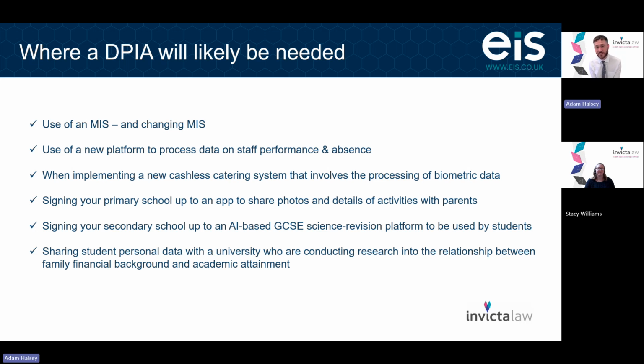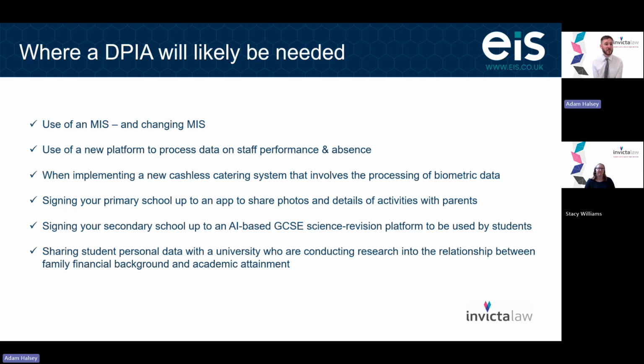So a few specific examples then of when a DPIA may be needed or would more likely be needed. Something like if you're changing your MIS, your management information system, think of all those categories of data, including sensitive data, and not only the types of data, but the sheer volume of personal data that you've got in your school management information system. If you're undertaking a project to change that MIS to maybe a different provider, that's going to be a lot of data transfer. There's going to be some real risks involved there. A DPIA is going to be pretty much a necessity.